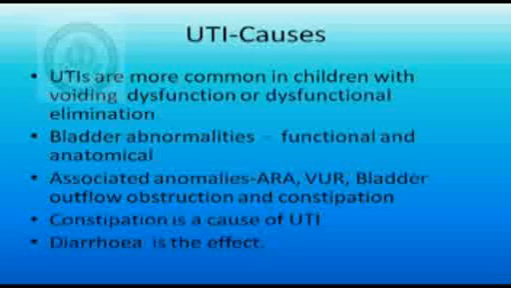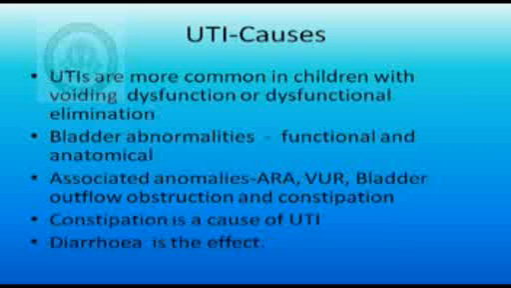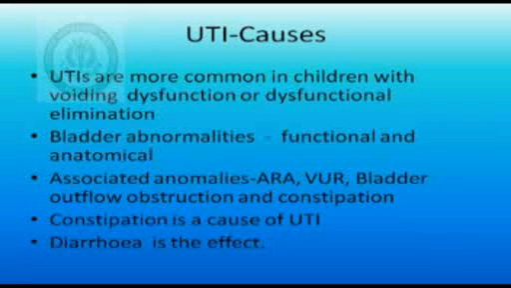UTIs occur more commonly in children with voiding dysfunction or dysfunctional elimination. Bladder abnormalities, both functional and anatomical, contribute to urinary tract infection in a big way. Associated anomalies like anorectal anomalies, vesicoureteric reflux, bladder outflow obstruction and sometimes constipation can also lead to urinary tract infection. So, constipation is the cause of urinary tract infection in most children, whereas diarrhea may be the presentation or effect of urinary tract infection.